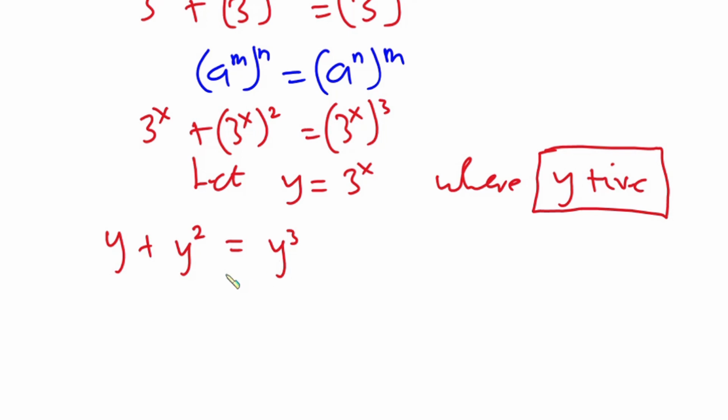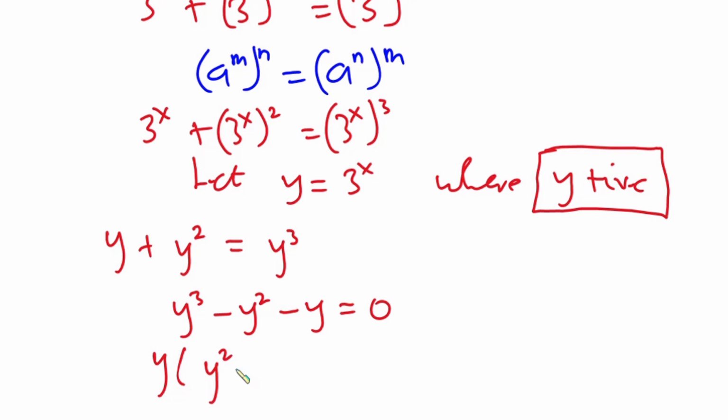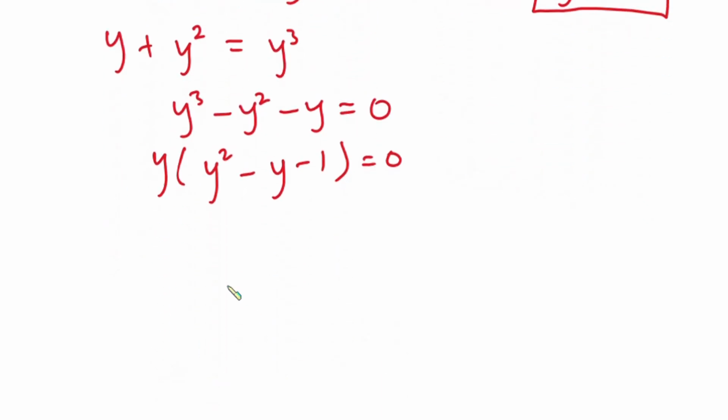Okay, so now let's equate everything to 0. So we have y to the power 3 minus y to the power 2 minus y is equal to 0. So from here I can factor y out. So we have y into y to the power 2 minus y minus 1 is equal to 0. Alright, so we can say that y is equal to 0 or y to the power 2 minus y minus 1 is equal to 0.